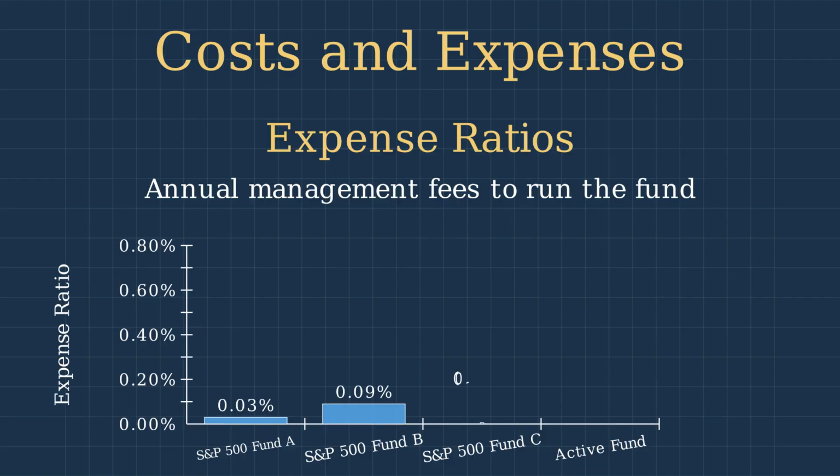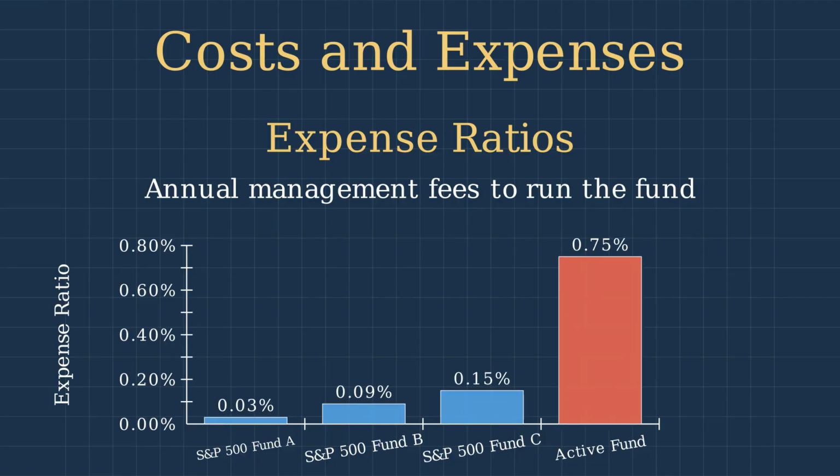Let's compare expense ratios across different funds tracking the same index. As you can see, even among S&P 500 index funds, fees can vary significantly. Even a seemingly small difference of 0.12% in expense ratios can significantly impact your returns over time.